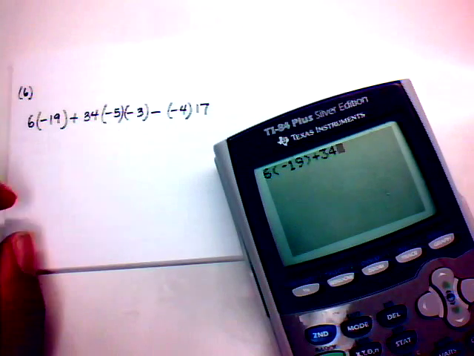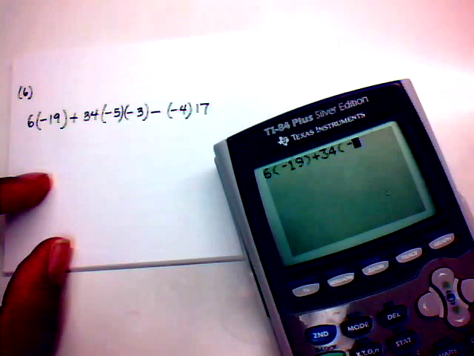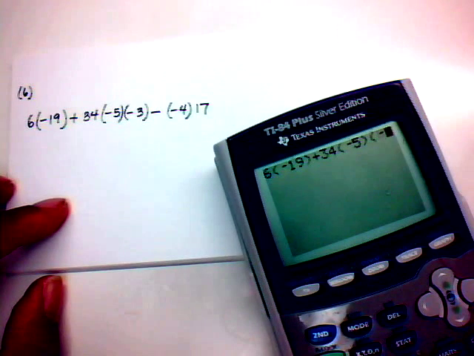Now we have another negative sign, so negative 5. We'll use left parentheses and then the negative key and then 5, close parentheses, and then left parentheses again for negative 3, close parentheses, minus, and then left parentheses, negative 4, close that parentheses, and then 17.